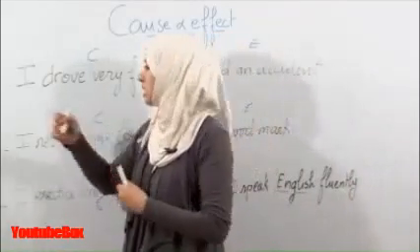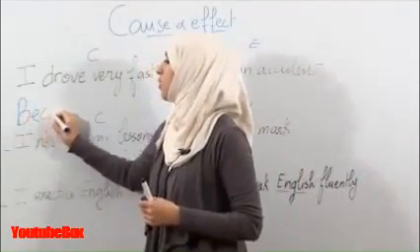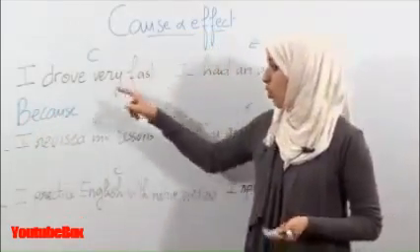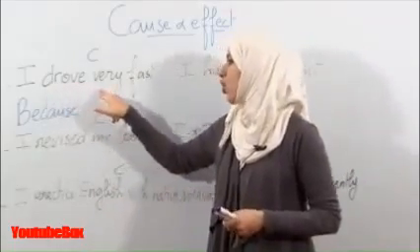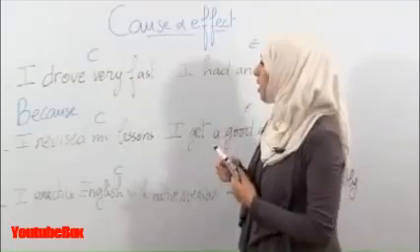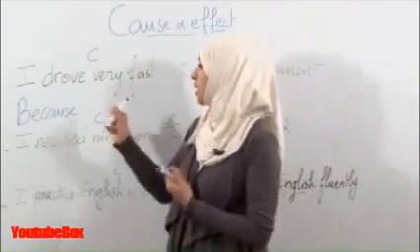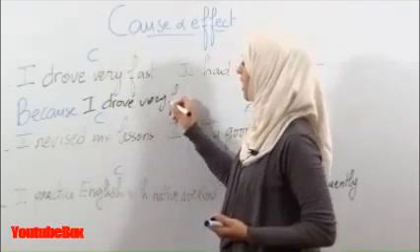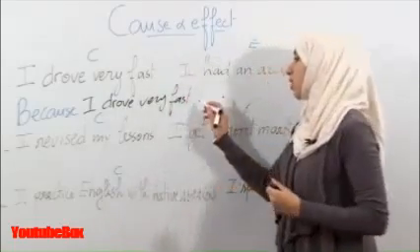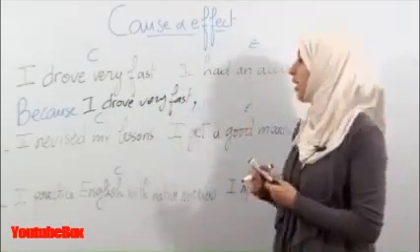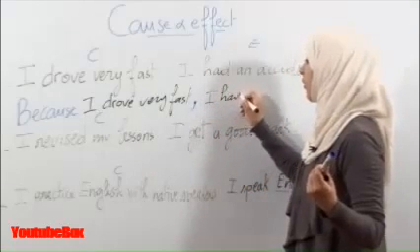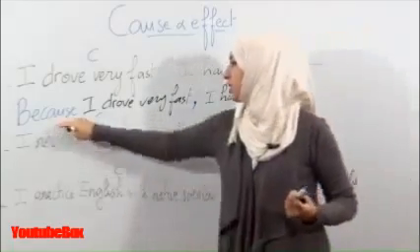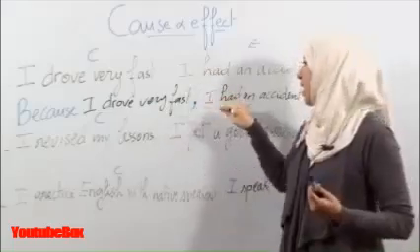So let's try it with the first sentence. If I start with because, what am I going to say? Where's the cause? Sentence 1 or 2? Yes, 1. So because I drove very fast, comma, I had an accident, okay? Let me write it right here. Because I drove very fast, comma. It's very important here to pay attention to punctuation, okay? I want your writing to be really a good one. So I had an accident, okay? Because I drove very fast, comma, I had an accident.